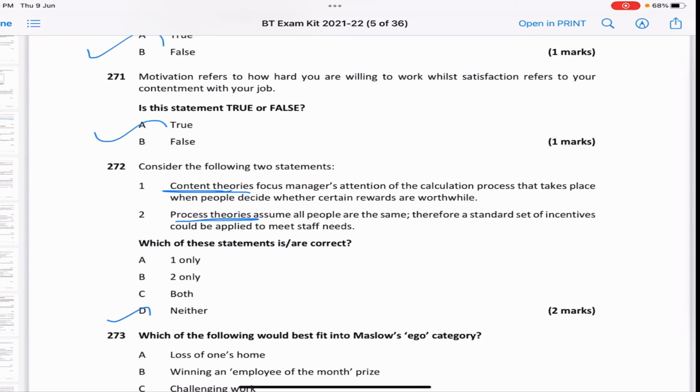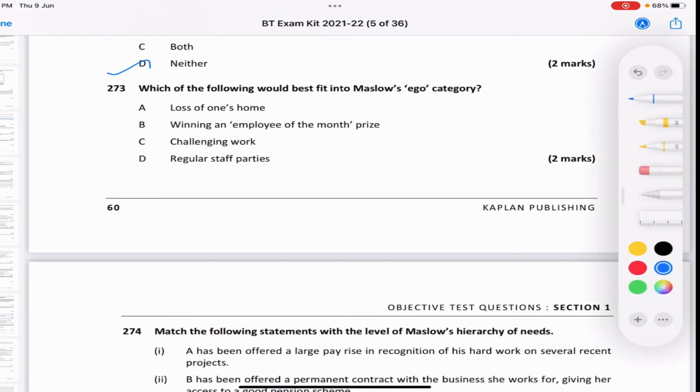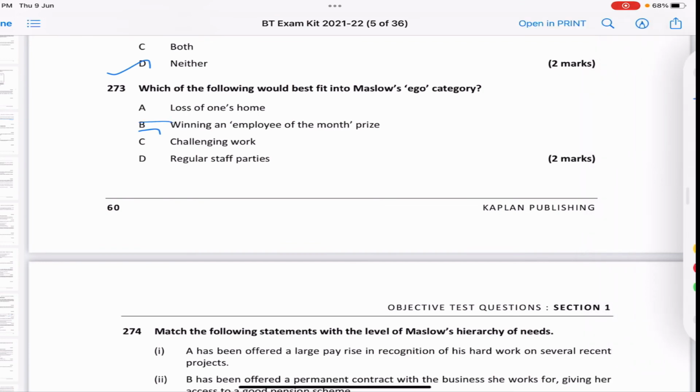So, you know that content theories are those theories which focus on the fact that everyone has the same needs, while the process theories focus that everyone has different needs. Which of the following would best fit into Maslow's ego category? Loss of one's home, winning an employee of the month prize, challenging work, regular staff parties. So this is obviously winning an employee of the month prize.